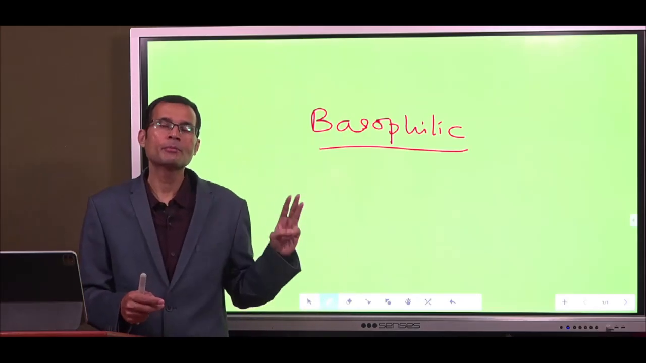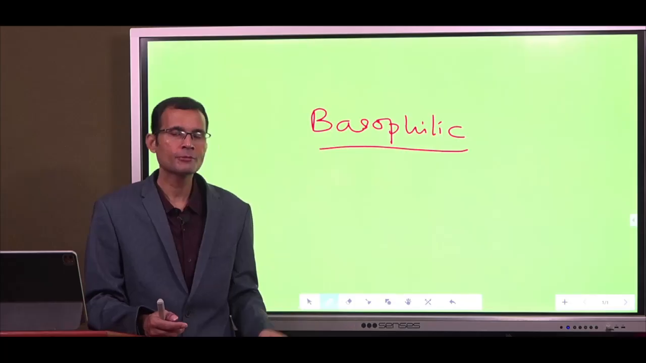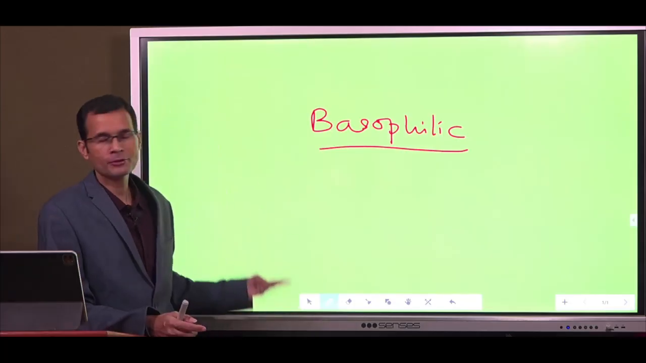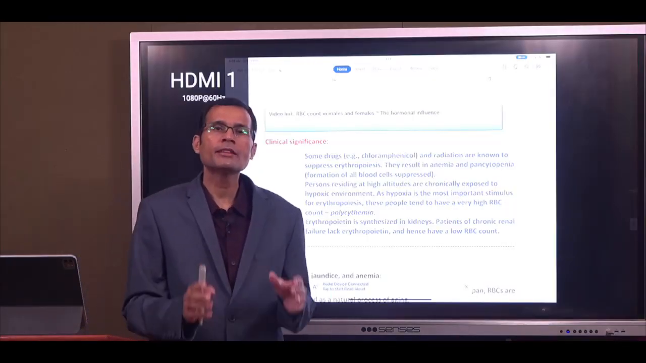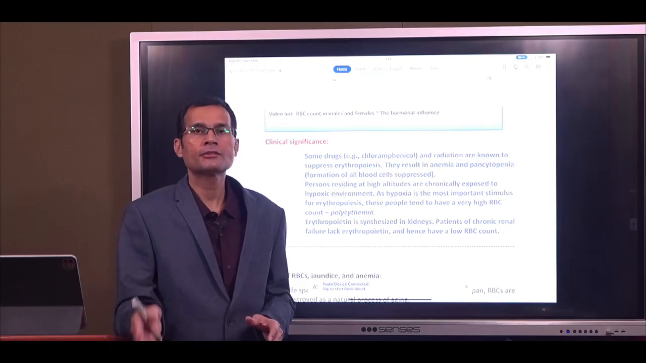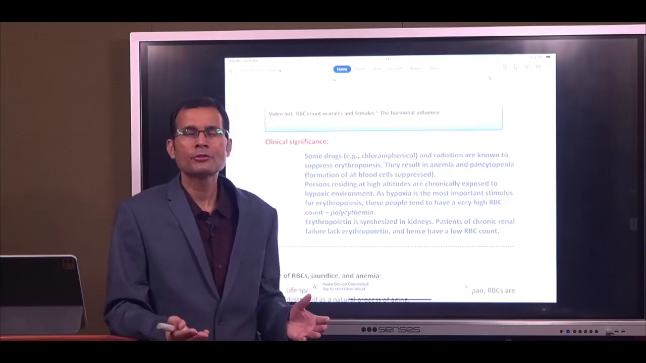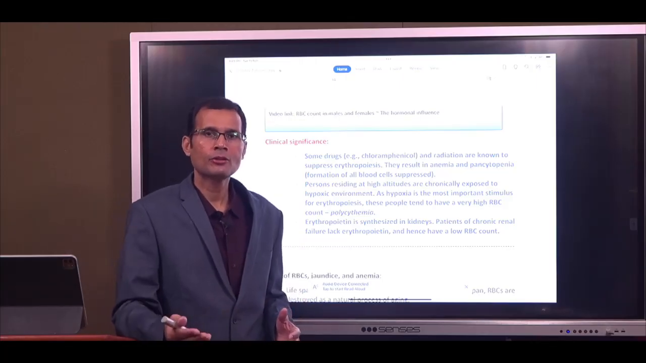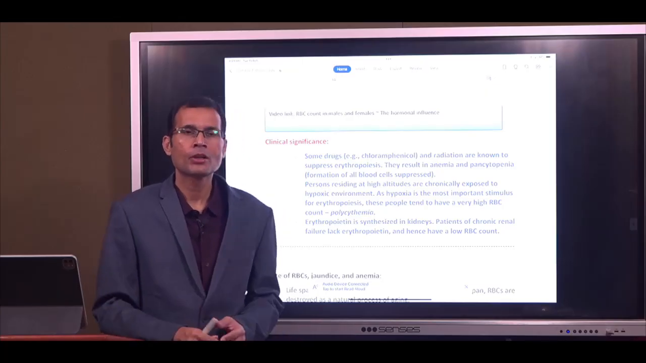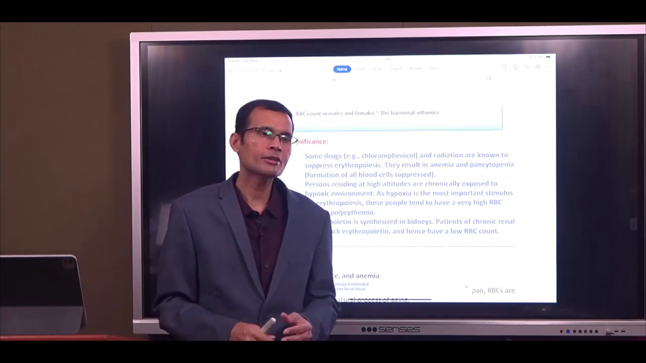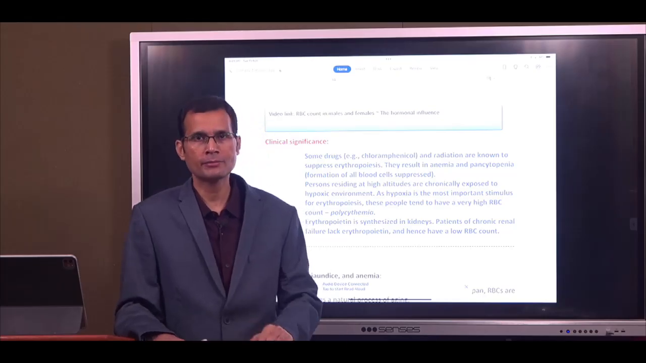So, 3 steps, remember: cell size during erythropoiesis, what happens to the nucleus, and then what happens to the cytoplasm. RBC count in males versus females. Very often students tend to say that females have a lower RBC count because of menstrual blood loss. Well, that's not entirely accurate, because our body is based on negative feedback mechanisms.